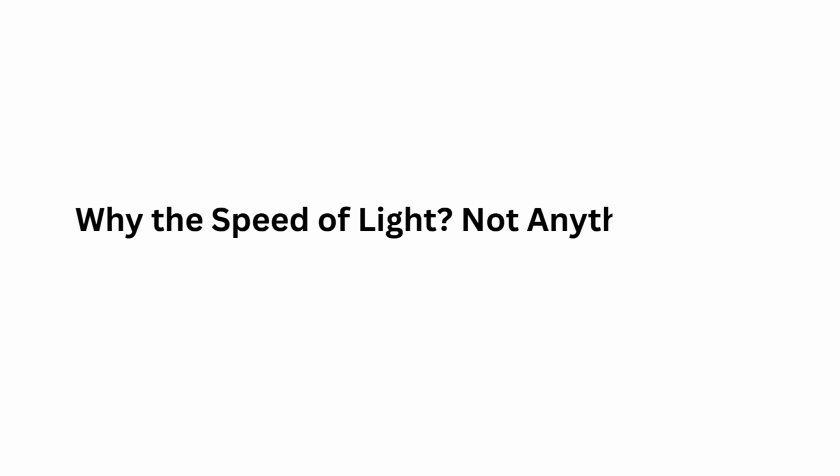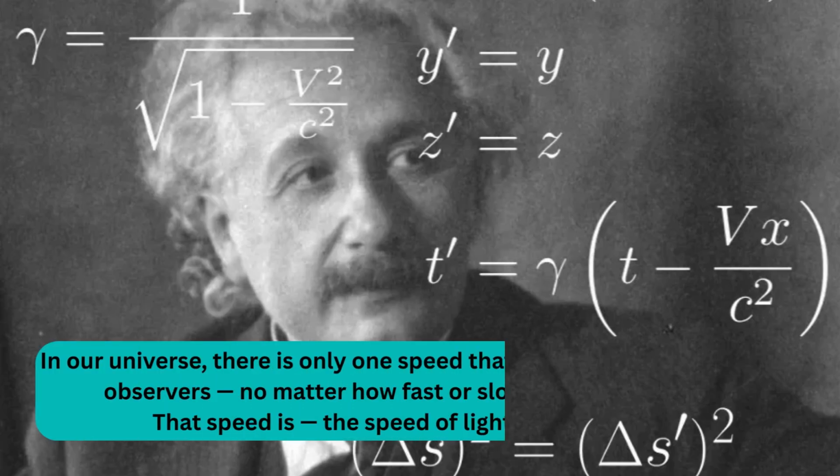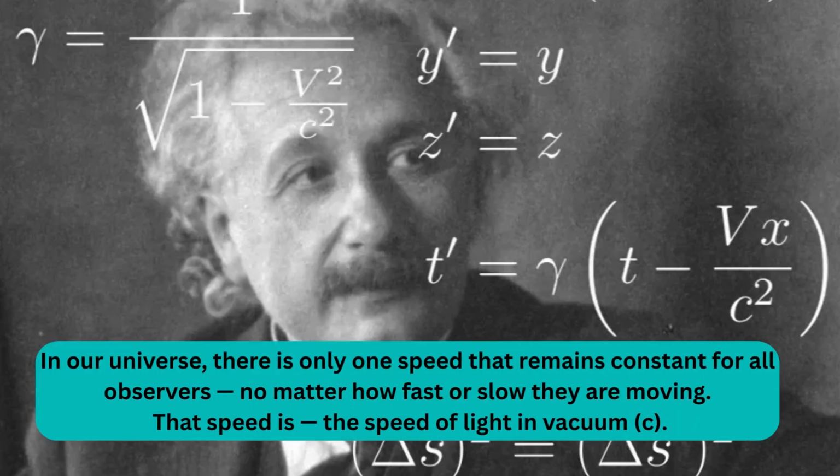Now, why c, especially the speed of light? Why not the speed of sound or any other constant? The answer lies in Einstein's theory of relativity. In our universe, there is only one speed that remains constant for all observers, no matter how fast or how slow they are moving. That speed is the speed of light in vacuum.